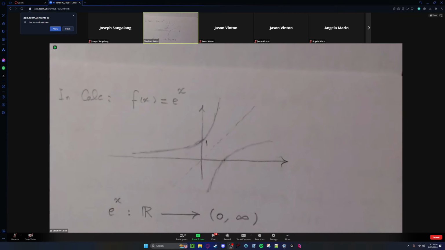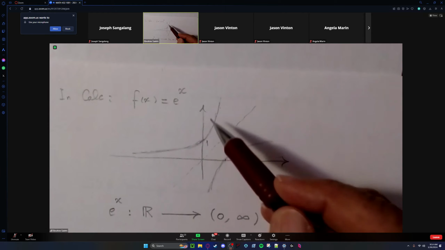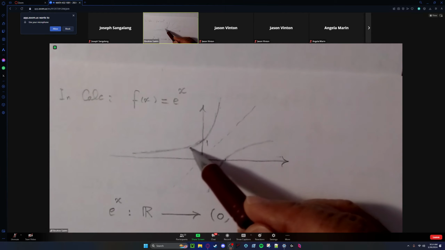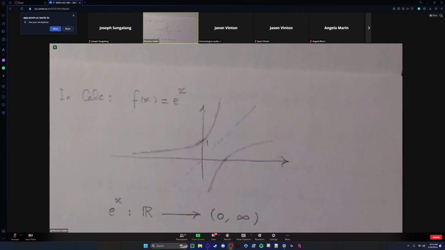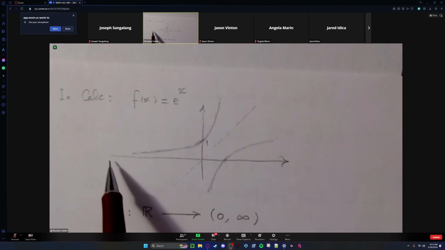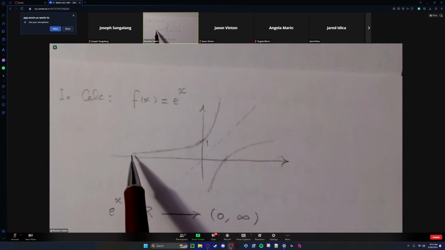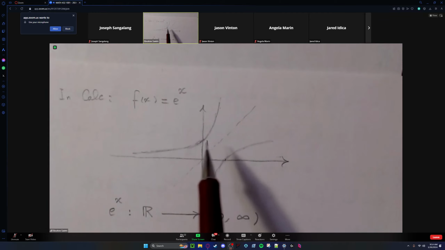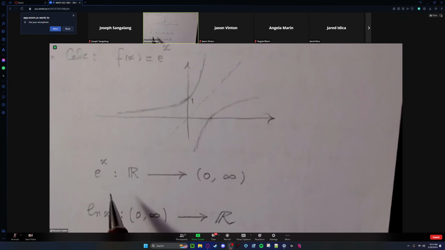I'm going to talk about just a review of the exponential function from calculus. This is the exponential function e to the x. Always positive, right? It is defined for every real number, regardless of negative or positive. It's defined everywhere. So the domain of e to the x is everything.